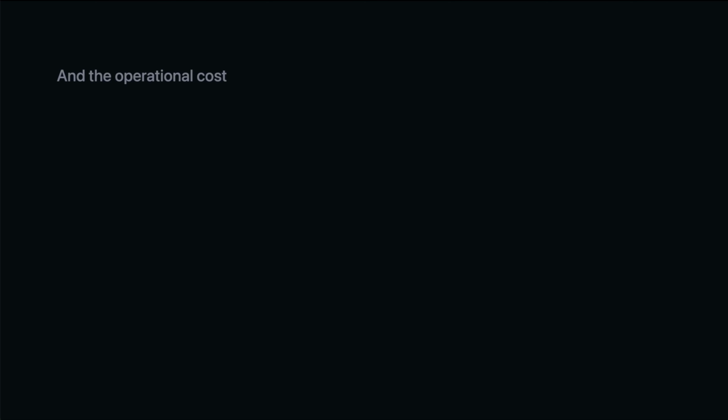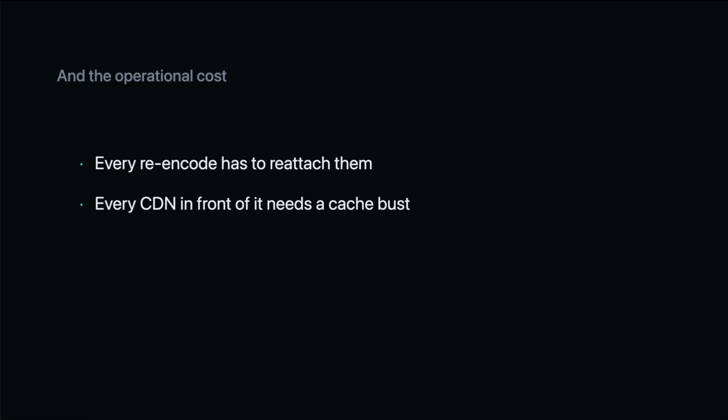There's also an operational cost here. You're modifying the original file. Every re-encode has to preserve or reattach the chapters. Every CDN in front of it needs a cache bust. And your chapter list now lives inside a binary rather than next to the video record in your database. That's fine for one static download, but a headache for a content library.